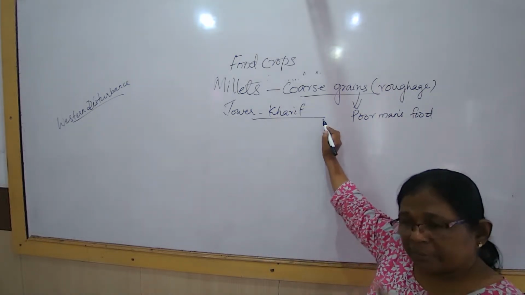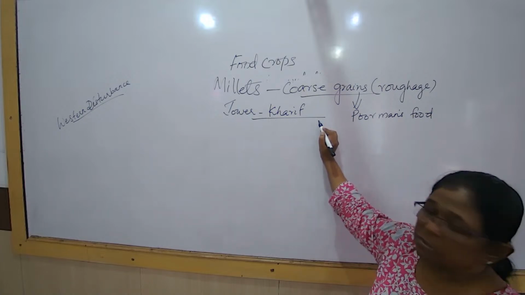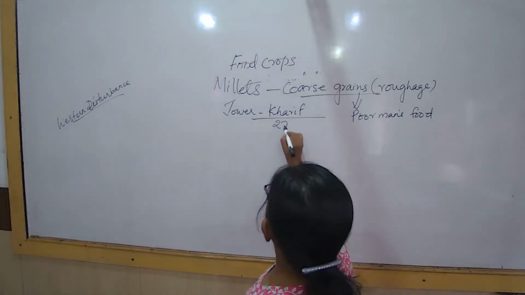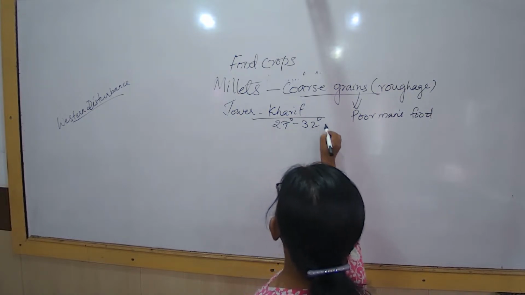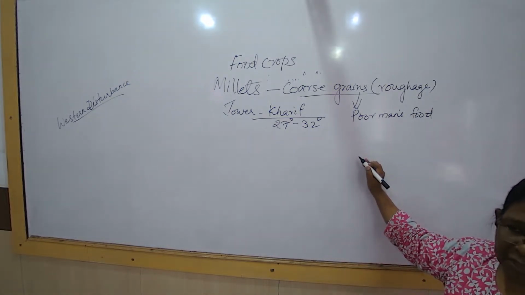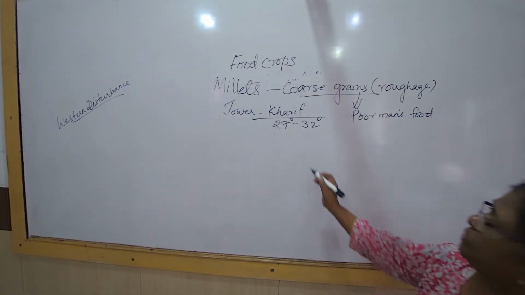Jowar is kharif. Attend, so in between there should be no distraction. So jowar is what type of crop? Kharif crop. Then what are the climatic conditions required for its growth? Temperature 27 to 32 degrees. We know that for rice also the temperature condition is almost the same. Then rainfall between 50 to 100.